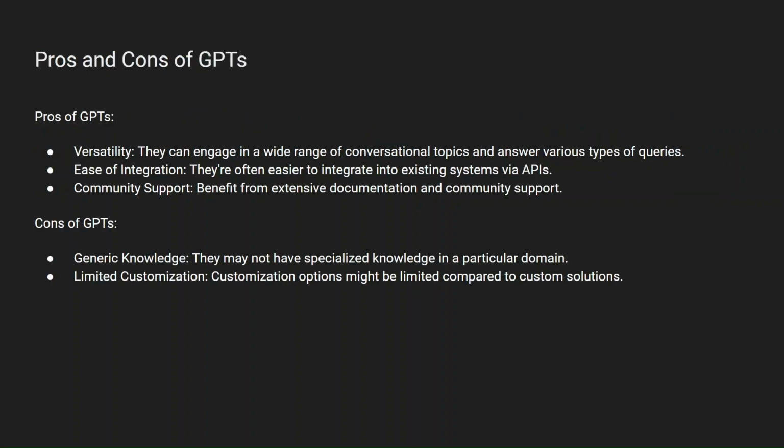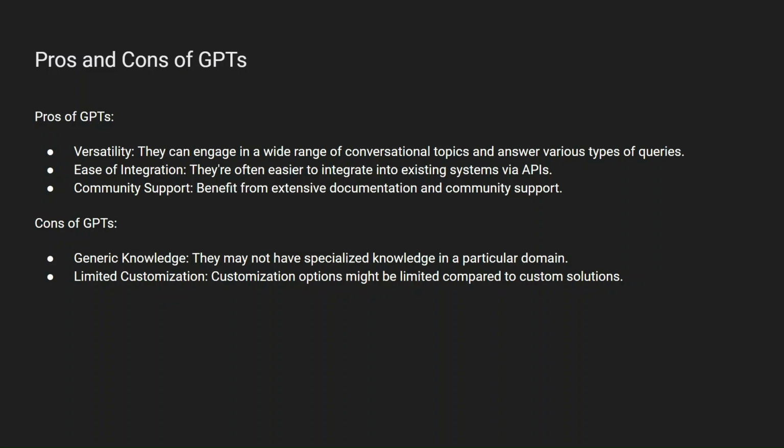So the last part we are looking at is pros and cons. GPTs can engage in a wide range of conversational topics and answer various types of queries. Then there's ease of integration. Using functions, basically when I say API, it's functions. In functions, you can use 3 types. One is none. The other one is you can use APIs. The third one is auth, which we have looked at. You can do it any way. There's also good documentation and OpenAI community support for GPTs.